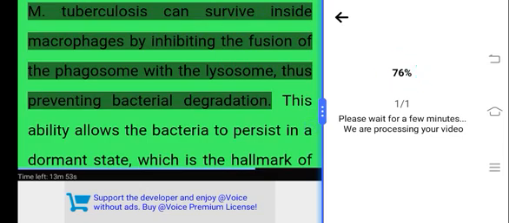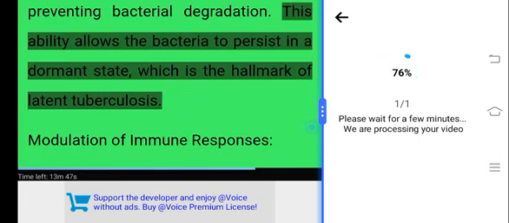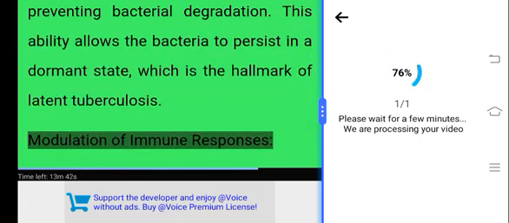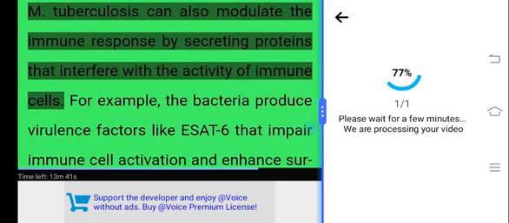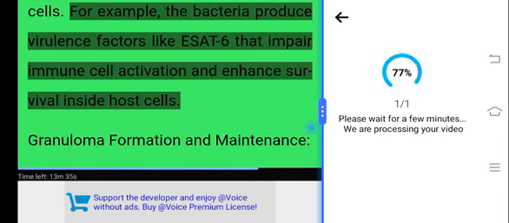Immune evasion by Mycobacterium tuberculosis: inhibition of phagosome-lysosome fusion. M. tuberculosis can survive inside macrophages by inhibiting the fusion of the phagosome with the lysosome, thus preventing bacterial degradation. This ability allows the bacteria to persist in a dormant state, which is the hallmark of latent tuberculosis. Modulation of immune responses. M. tuberculosis can also modulate the immune response by secreting proteins that interfere with the activity of immune cells. For example, the bacteria produce virulence factors like ESAT6 that impair immune cell activation and enhance survival inside host cells.